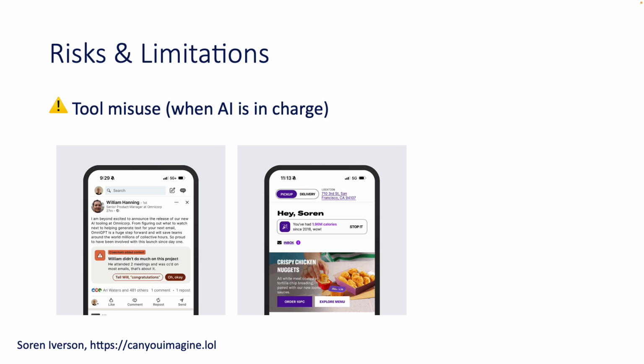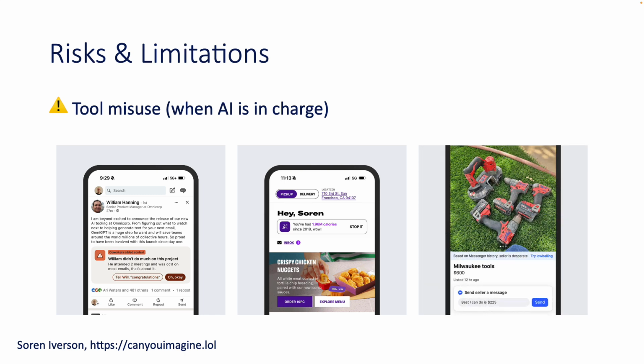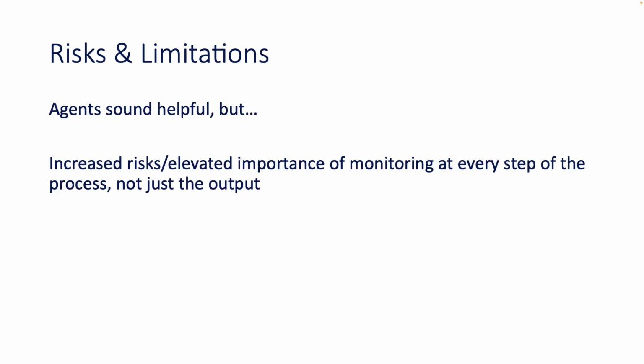Or we could say, here's an agent giving you some information that says, would you like to buy this fast food? And it says, congratulations, you've eaten millions of calories over your lifetime. Or this final hypothetical example where let's say that you are posting something on like Facebook Marketplace and the agent then is going to say, try lowballing because this seller is really desperate. These are all hypothetical examples by this artist, Soren Iverson, but you could see a future where tool misuse could happen when you put these agentic AI in charge.